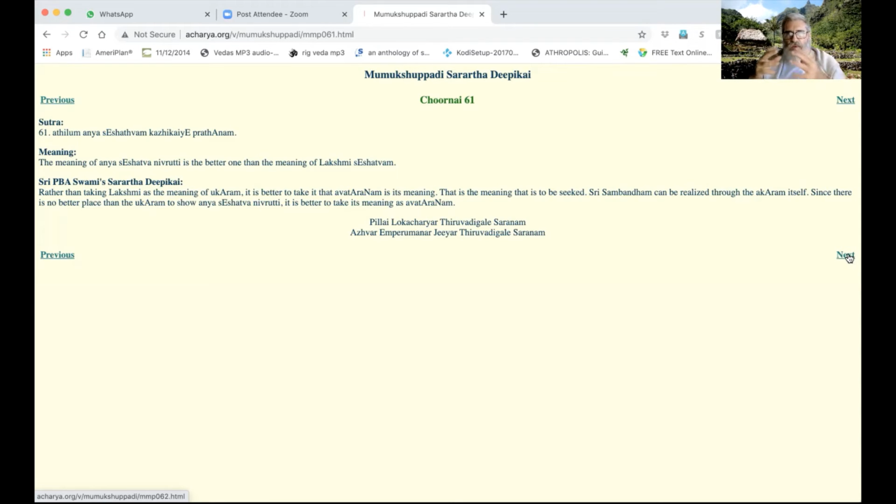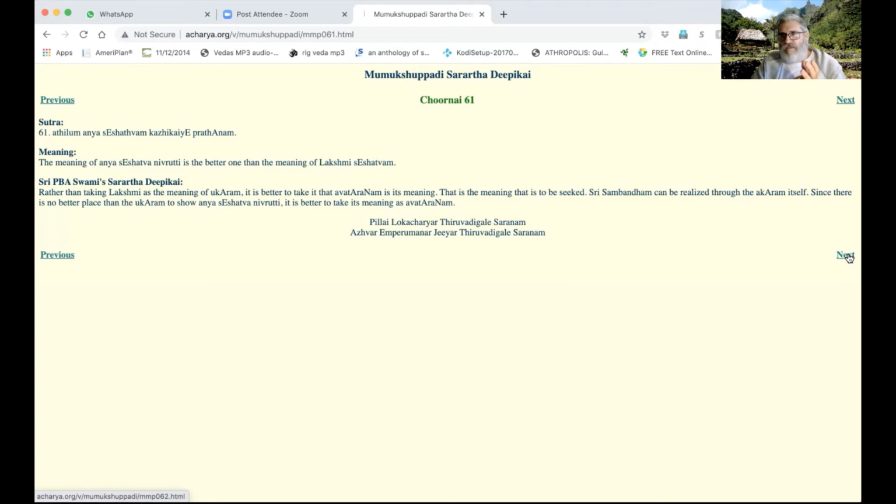Shri Sambandham, or closeness to Mahalakshmi, can be realized through the Akara itself. If we look at the letter A, we understood the letter A to represent Lord Narayana, but also Lord Narayana with Mahalakshmi. She's inherently also there. So we already have this idea of serving them because she's there in the letter A. So that's already been understood.